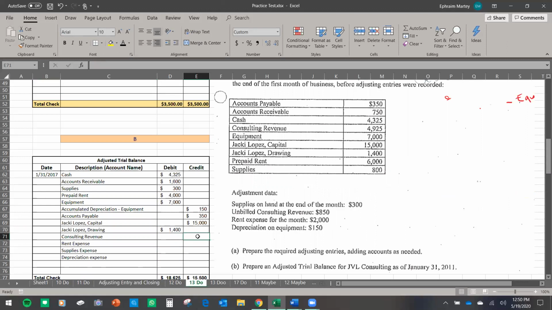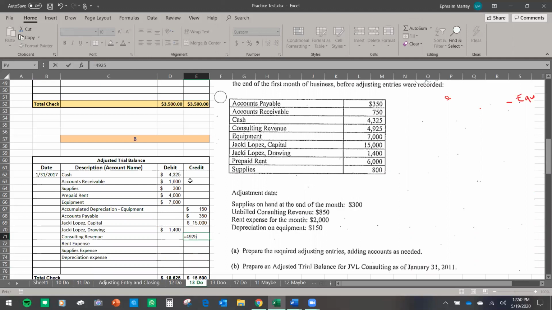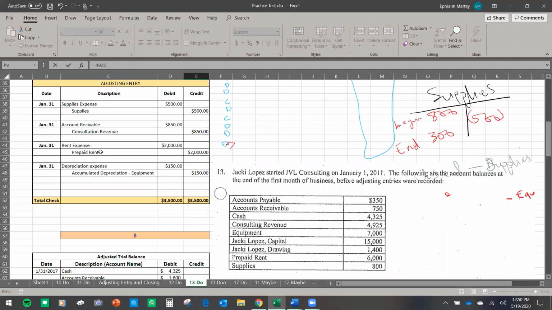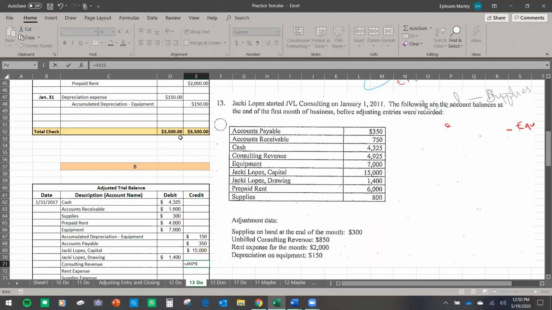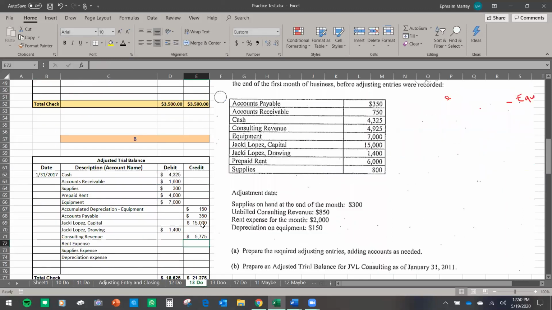Revenue is a credit. How much is our revenue here? Let's look for it. Consultation revenue was 4,925. Did we do any adjustment to revenue? So let's look for revenue. Yes, we increased it by 850, so we're going to do plus 850. Typing in that is our revenue.